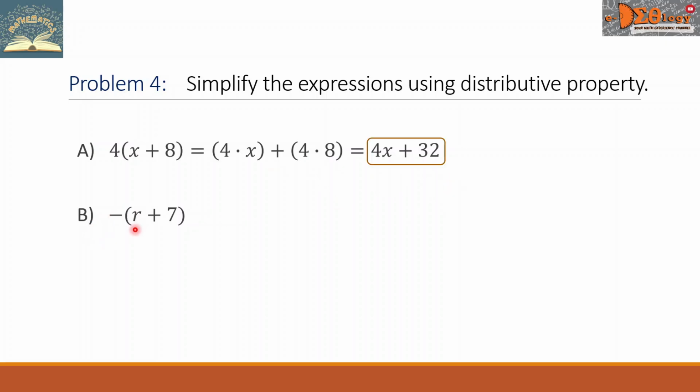For expression B, negative of the quantity r plus 7. It seems like we have a negative 1 here to be multiplied to the terms inside. So finally we can write negative r minus 7. This is the answer.